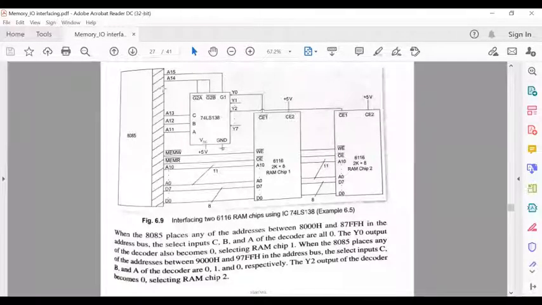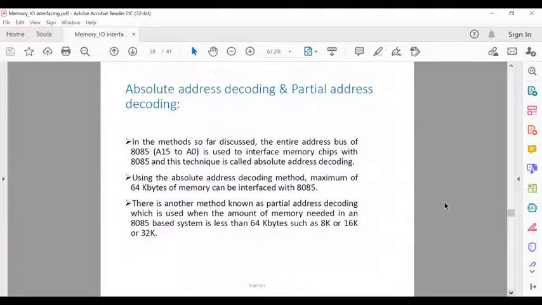Okay, so move on to the next slide, where the absolute address decoding and partial address decoding are discussed. Now, absolute address decoding is where all of the address lines from A0 to A15 are used to interface the memory IC. But in the partial decoding technique, only a few address lines are used for interfacing the memory. Others remain in don't care logic, either 1 or maybe 0. So this type of condition is called the partial address decoding technique.